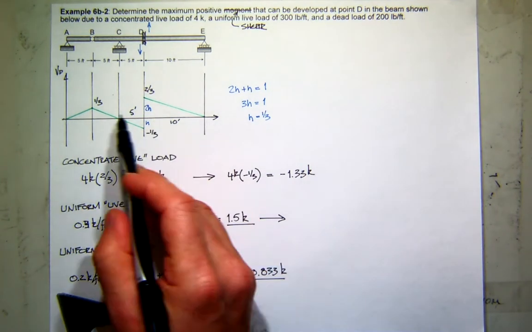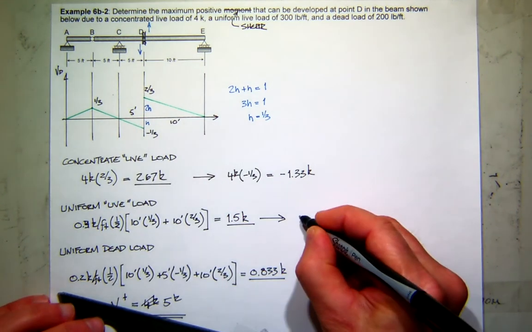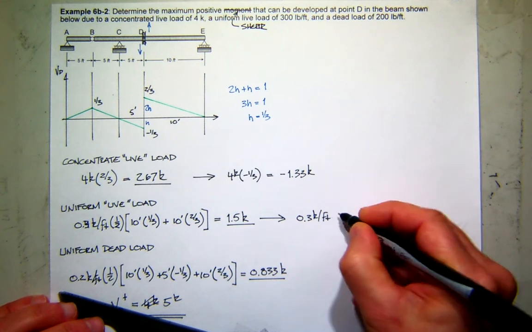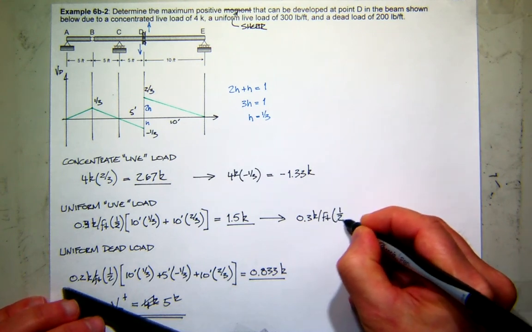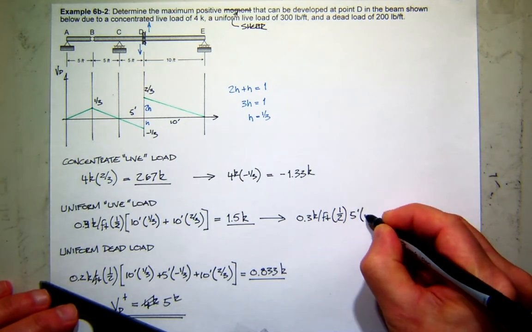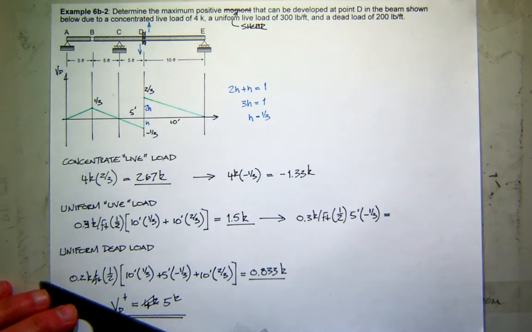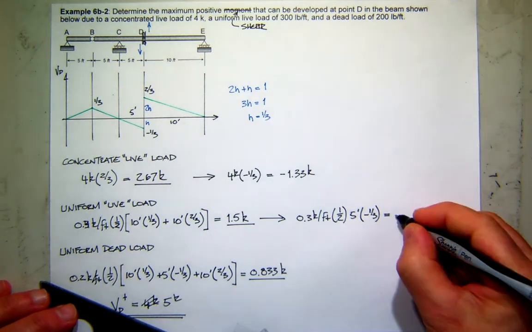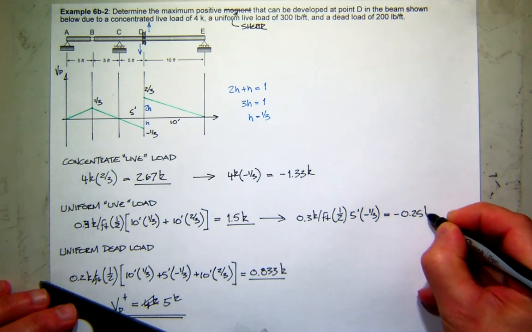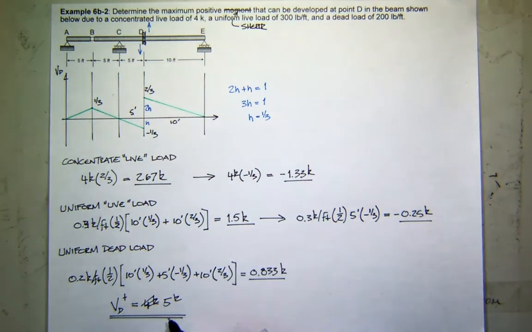Well, I don't put it over the 2 positive areas, I put it over the 1 negative area. So that would be 0.3 kips per foot, again times 1/2, and we have a base of 5 and a height of minus 1/3. What's that? Negative 0.25. And then, of course, the dead load doesn't change.